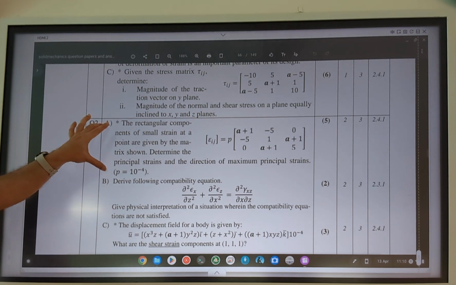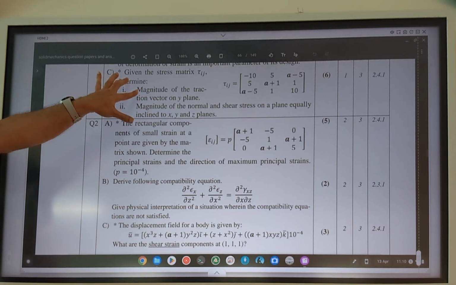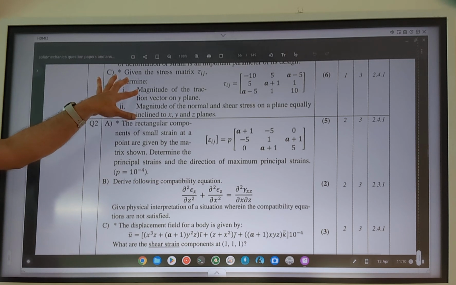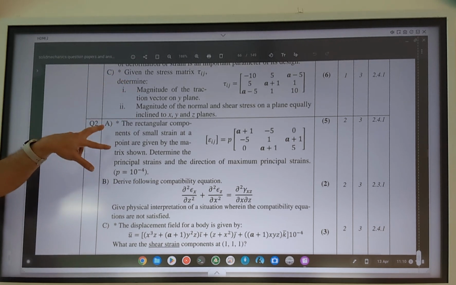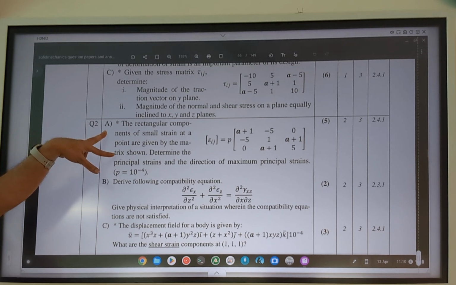Okay, the second standard problem. This question will come for 6 marks, so you should get full marks in this question. Do calculations with concentration and don't lose any marks for silly mistakes. The second question is related to either principal stress calculation or principal strain calculation.